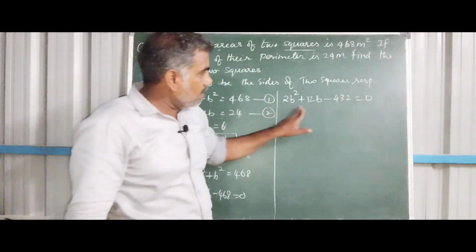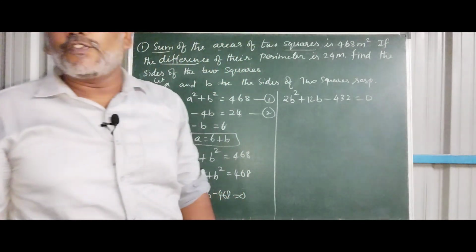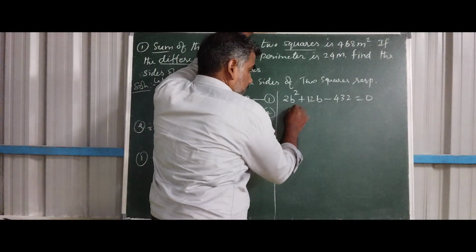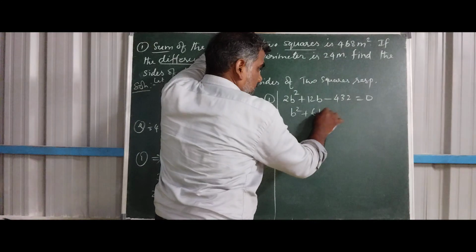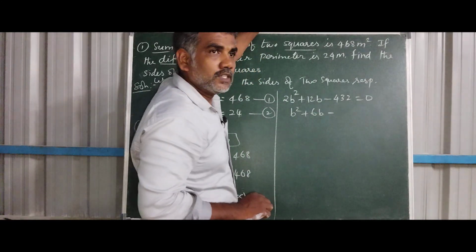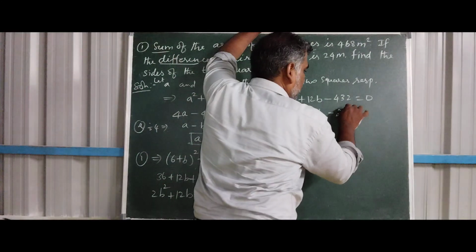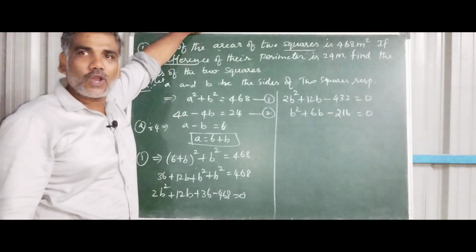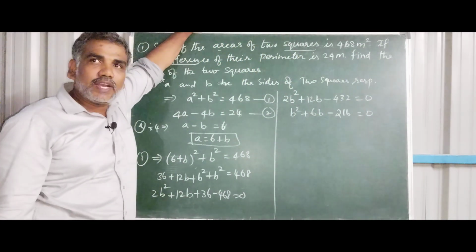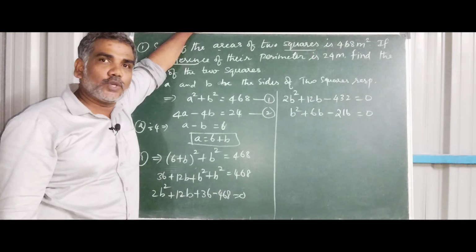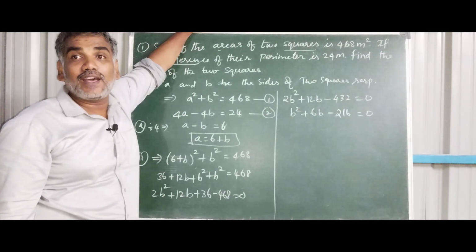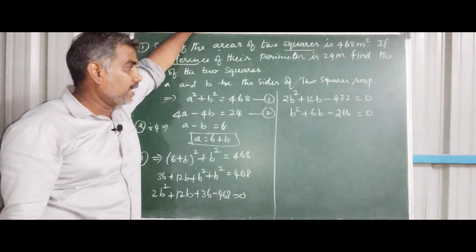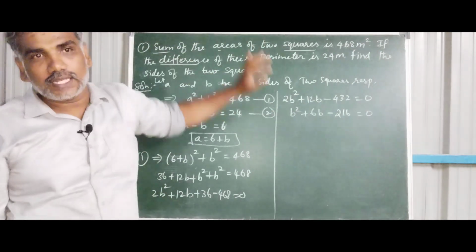Now you can see all the numbers are even numbers. Therefore it can be divided by 2. So when you divide it by 2, you will get B square plus 6B minus 216 is equal to 0. So now we have brought the quadratic equation. In chapter 2 we learned to find the factorization. Can you do that now? Find the factorization and tell me the answer.